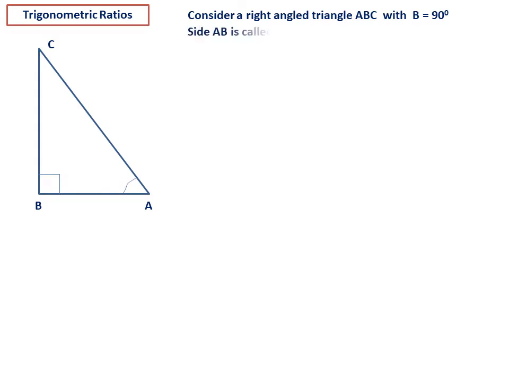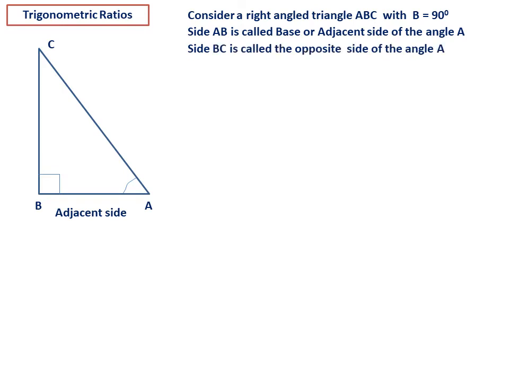Next, side AB is called the base. You know this one. Side AB is called the base, or it is also called the adjacent side of angle A. Now I am taking angle A. I have denoted it by a mark actually. So corresponding with that angle, BA is called the adjacent side.